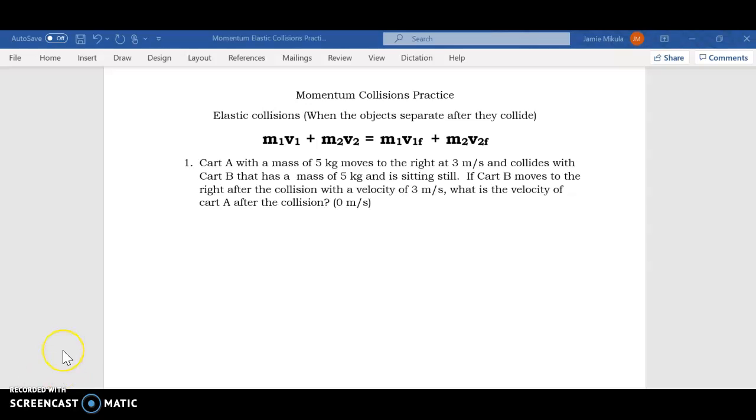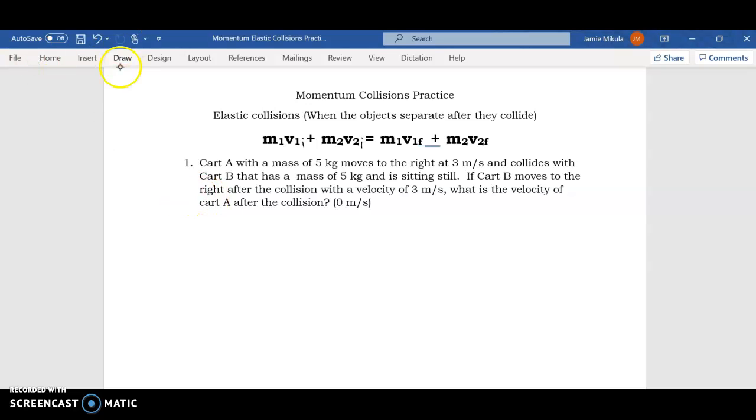Okay, so this is the momentum collisions practice that FAF posted today on February 4th. These are called elastic collisions, where the mass of the first and the velocity of the first is added to the mass of the second and the velocity of the second, and that's the initial. And then after the collision, the final is the mass of the first times velocity of the first final, plus the mass of the second times velocity of the second final. So this is the whole equation for these.